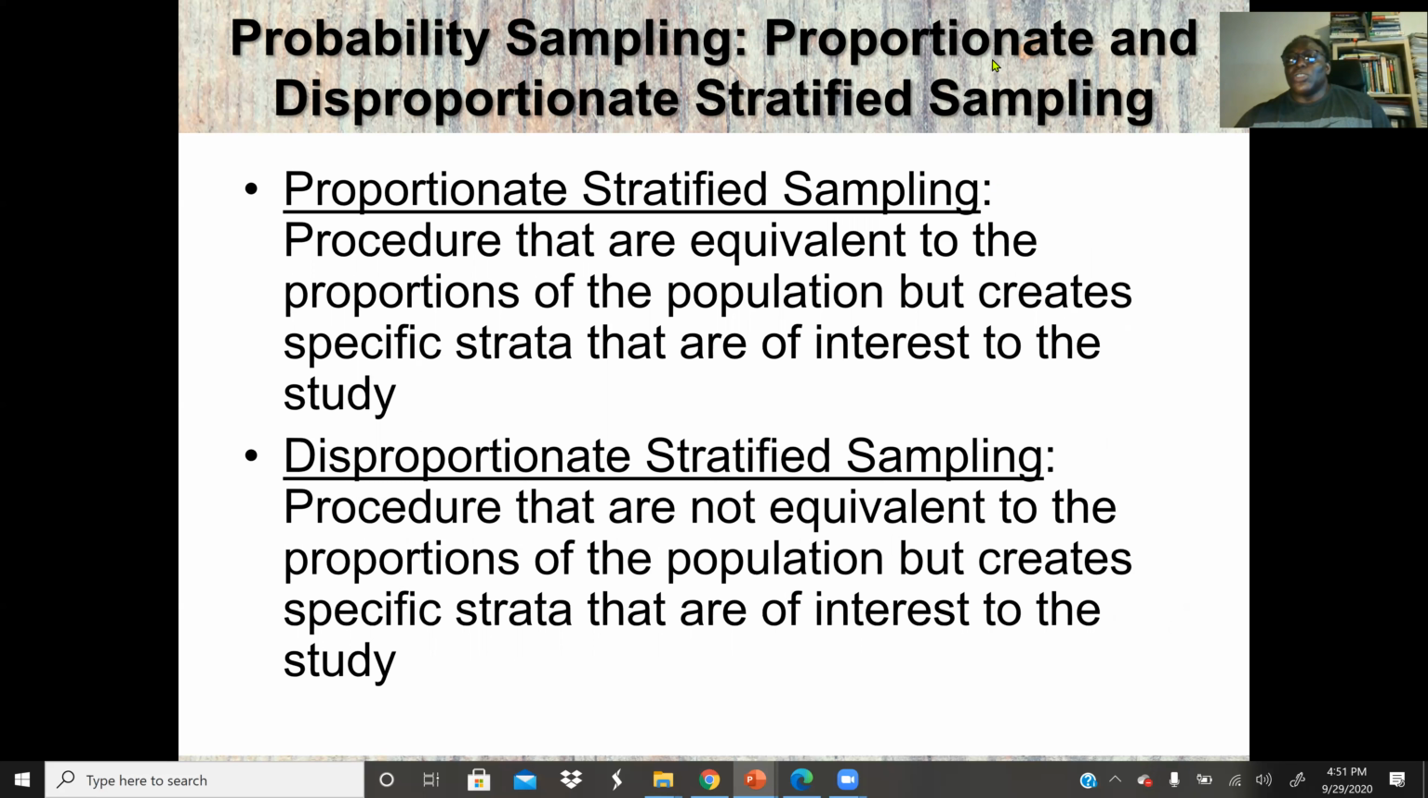So next is the proportionate and also disproportionate stratified sampling. Proportionate stratified sampling means a procedure that is equivalent to the proportions of the population, but it will create specific strata that are of interest to the study. The second, disproportionate stratified sampling, is a procedure that is not equivalent, that's why it's disproportionate, not equivalent to the proportions of the population, but it can create specific strata that are of interest to the study.